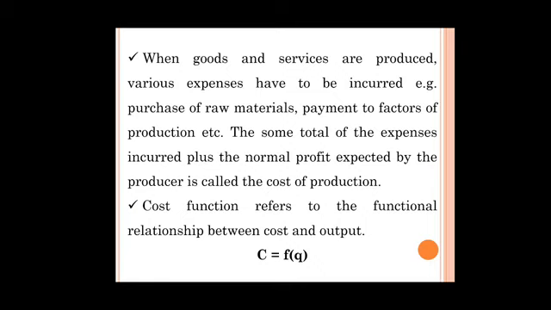Now coming to the cost function. Dear students, cost function refers to the functional relationship between cost and output. The function shows how the cost of production of a firm changes with the change in output, and it is written as C is equal to F of Q, where C is cost of production, Q is quantity of output, and F describes the functional relationship between cost of production and quantity of output.